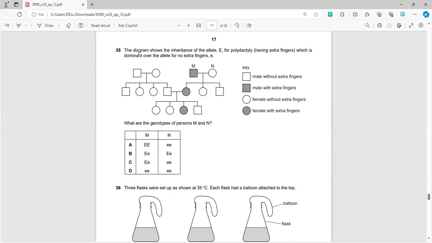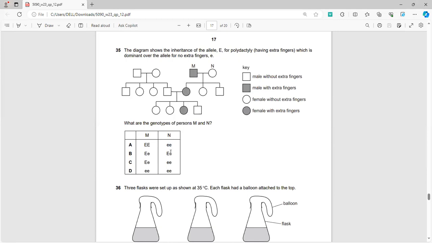Now on question number 35, they basically showed us a diagram and we have to make the cross product of each of the following. So there's a cross between a male and a female. Need to know that this capital E denotes that the allele is dominant and a small e denotes that the allele is recessive. So this is an example of a homozygous person, and similarly is the case with small e and small e.